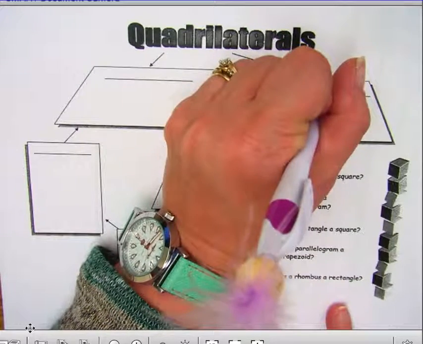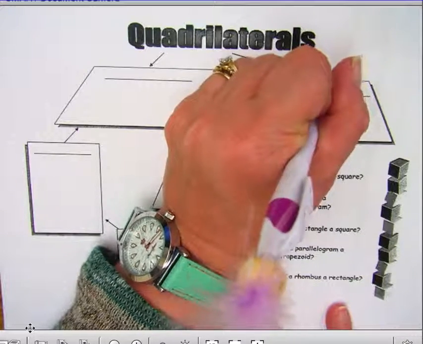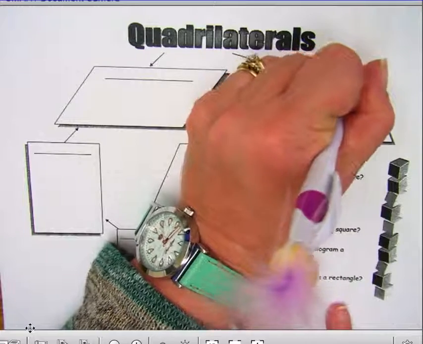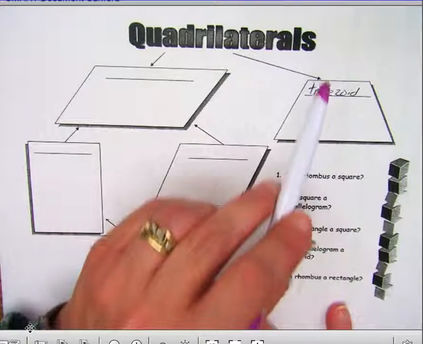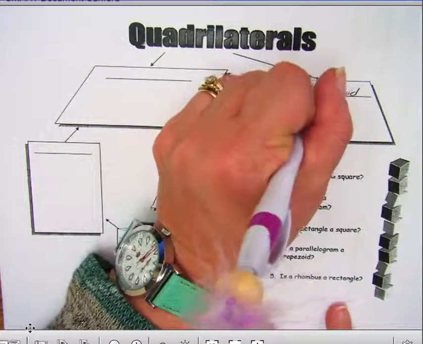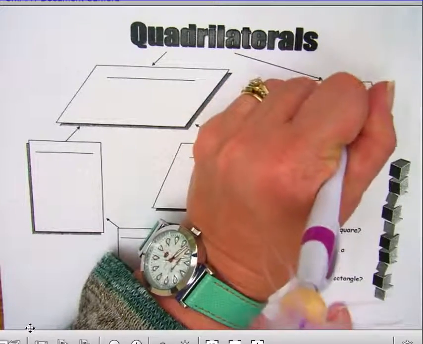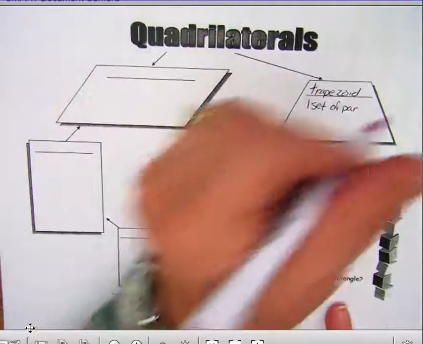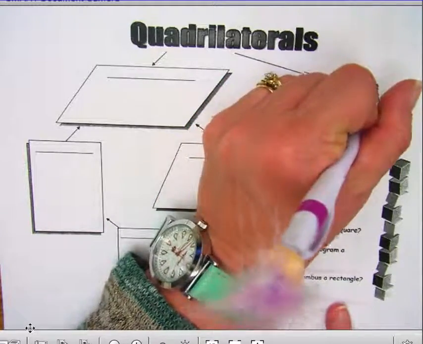trapezoid. So I want you to go ahead and write out the word trapezoid. Trapezoid. All right, there's nothing that goes with it. A trapezoid has only one set of parallel lines, and it can't be anything other than a quadrilateral. There's nothing else that it can go with.